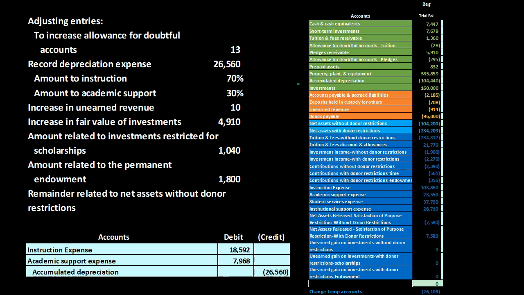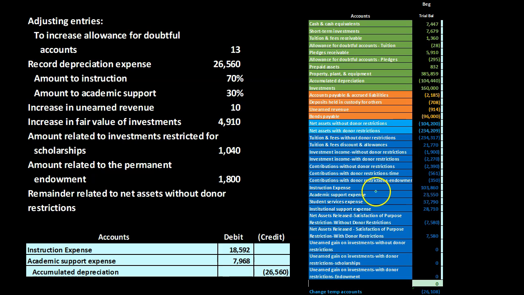In this case, however, we're going to be allocating the expense side of the transaction to the amount for instruction and the amount for academic support. So it will be different in that regard. Then the credit will look the same. So the credit side is going to be to this contra asset account. So instead of taking down the property, plant, and equipment directly, we're going to tell our reader, hey, this is an estimate. We're going to have a contra asset account. As it increases, it brings down the book value, which would be the cost minus the accumulated depreciation.